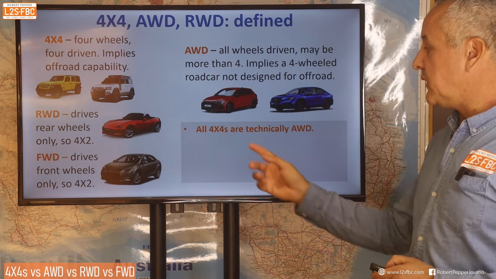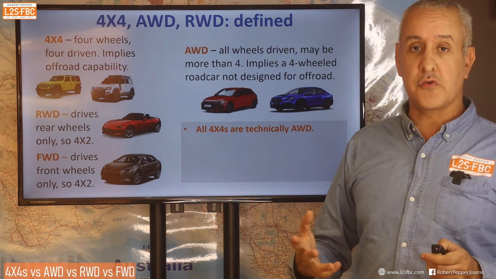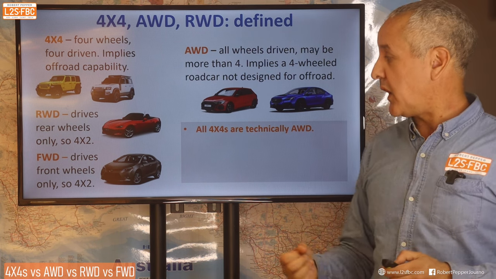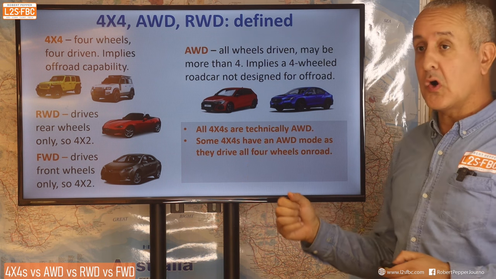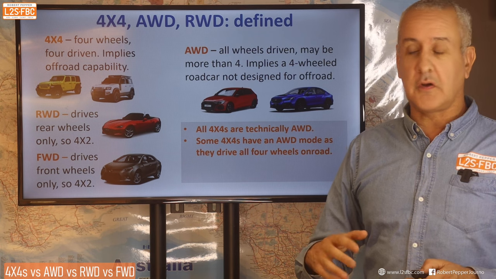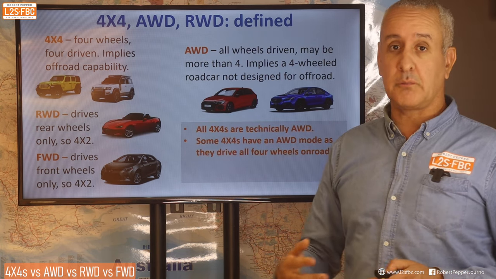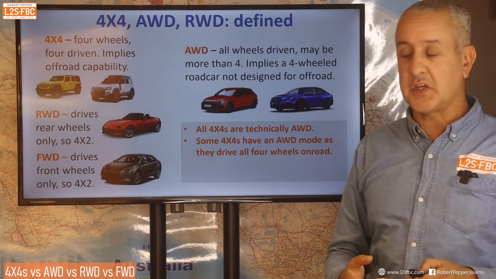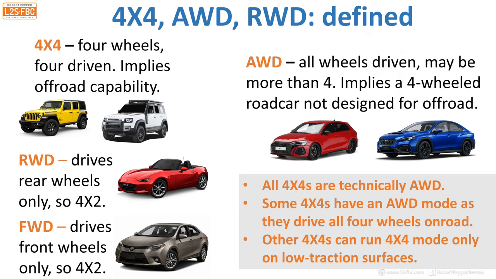Now, to make things confusing, all 4x4s are technically all-wheel drive, but it's that connotation there. And some 4x4s have an all-wheel drive mode, so the Land Rover Defender can actually drive all four wheels all the time. With the Jeep Wrangler, you've got to put it into two-wheel drive on high traction surfaces like pavement. So that clears up those definitions.